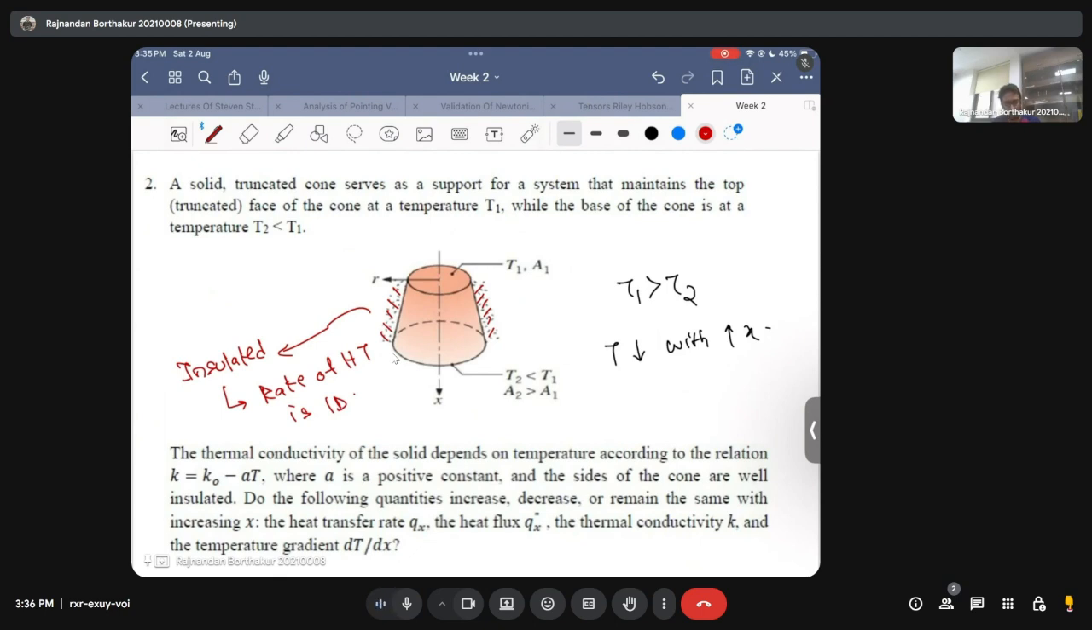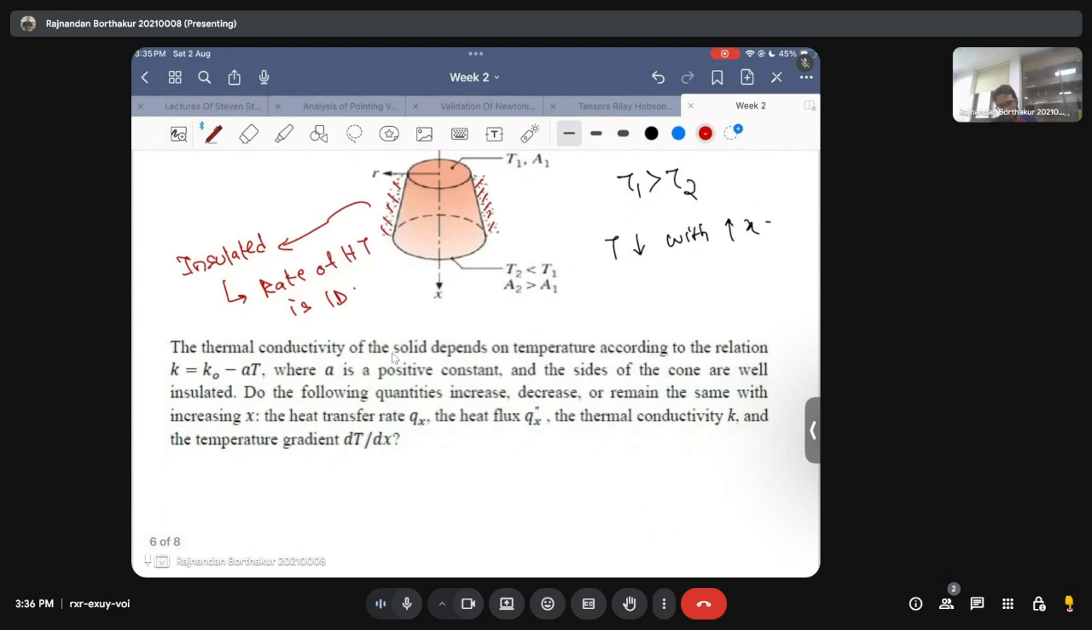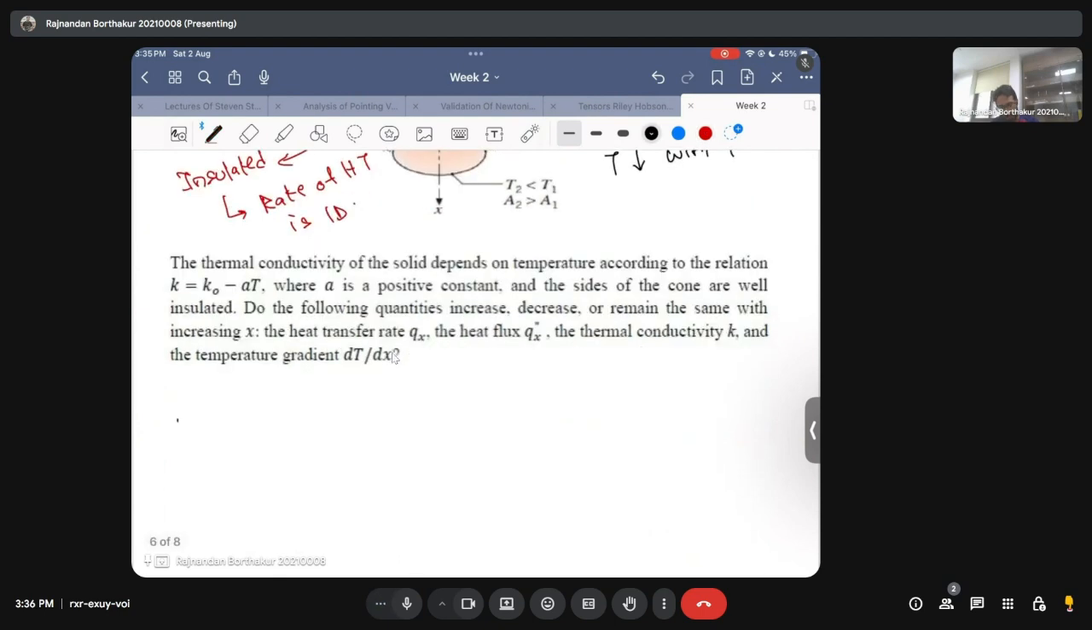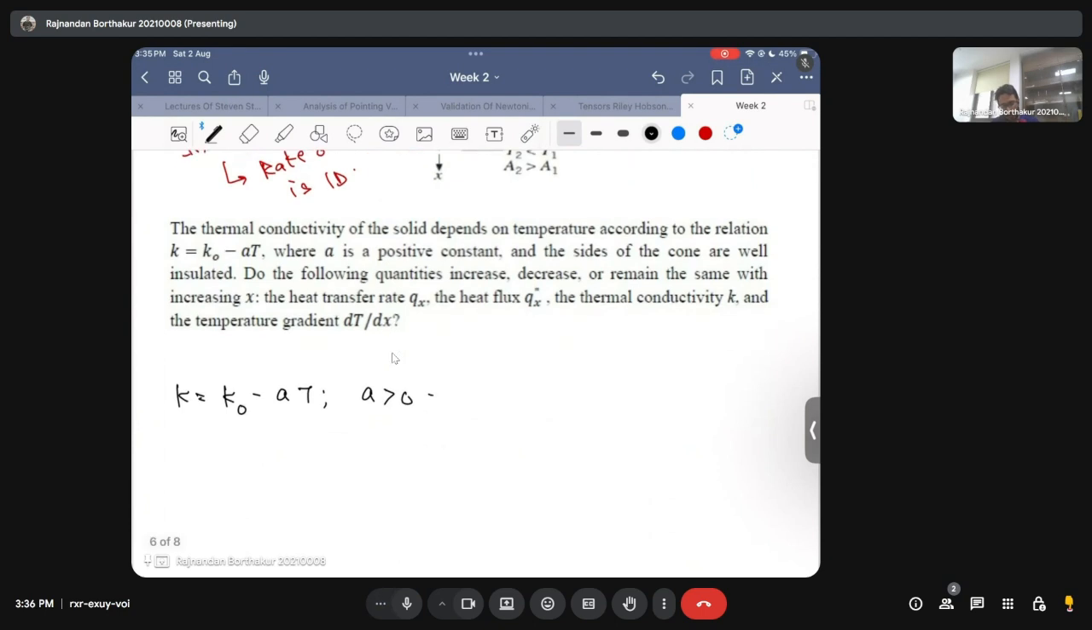Again, this is an assumption that we will invoke. And given this scenario, your thermal conductivity also varies something like K0 minus A times T, where A is a positive constant, and this they have given. And given this, what we need to find is how, as we move along plus x, these quantities vary basically.